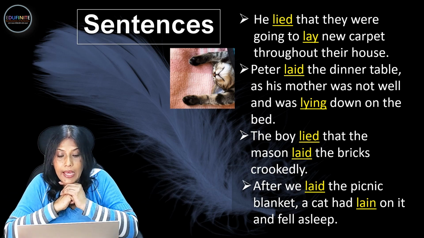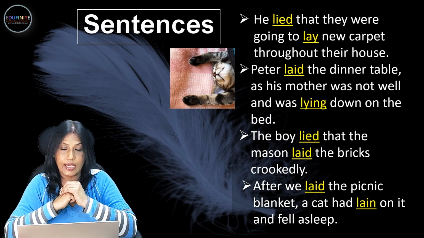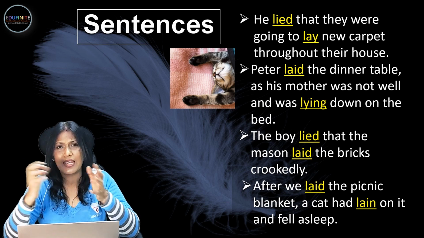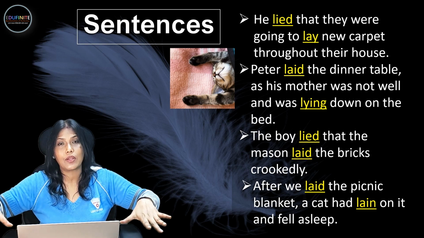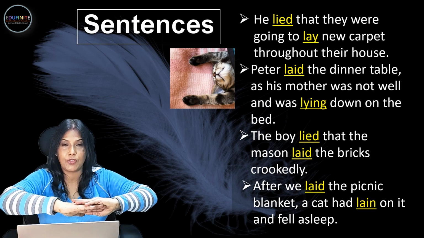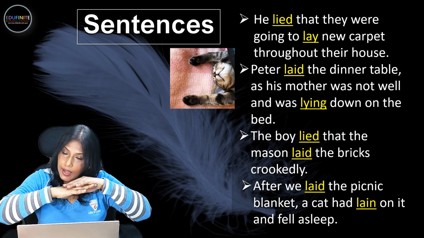Then what happened? A cat had lain on it and fell asleep. So suddenly a cat came and it found it very cozy and it lay on it. That means it stretched itself on it, in the reclining position, and went off to sleep.